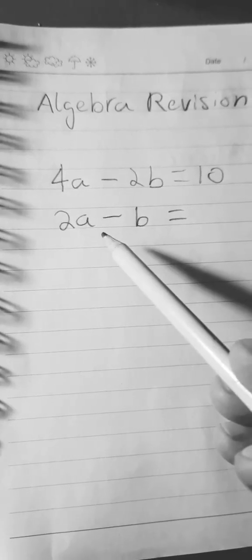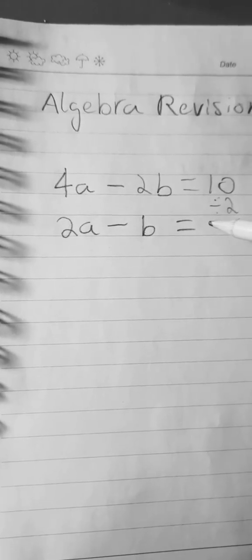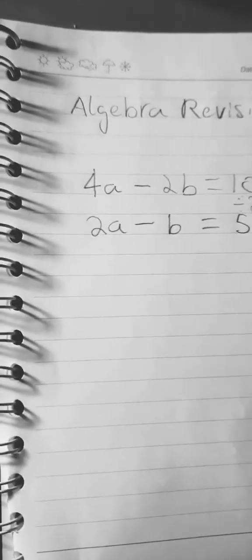But what is interesting is, even though a could be any number and b could be any number, the answer is always the same. And I'll show you this. So first of all, let's work with this: 4a take 2b equals 10. Well, 2a is half of 4a, and 1b is half of 2b. So the answer must be half. Half of 10 is 5. Okay.